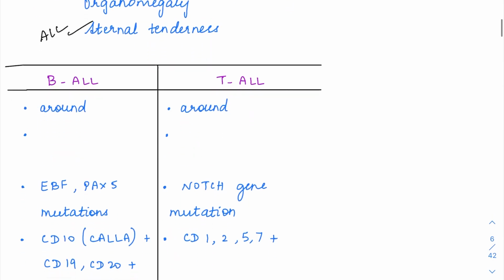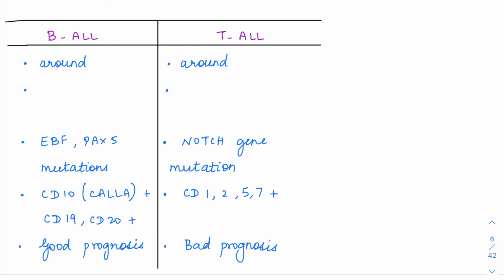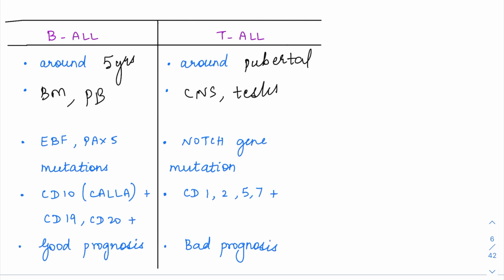expanding with these blasts. ALL can be either a B cell type of ALL or a T cell type of ALL. Under B cell type of ALL, the age group usually affected is around 5 years of age, while in TALL, it is usually the pubertal adolescent males who are affected. What are the sites involved in BALL? It is usually the bone marrow and the peripheral blood. While in TALL, it can also involve the peripheral blood, but it can also have testis, CNS and mediastinal involvement.